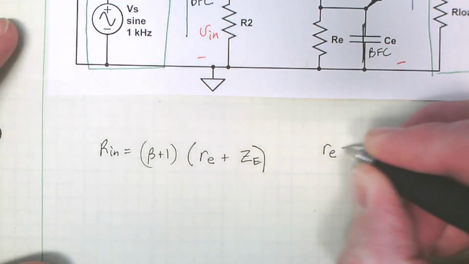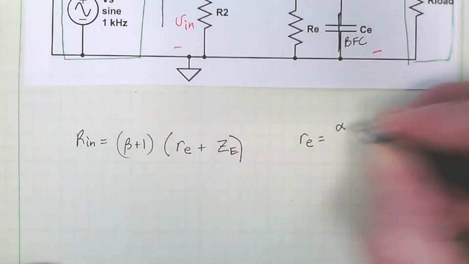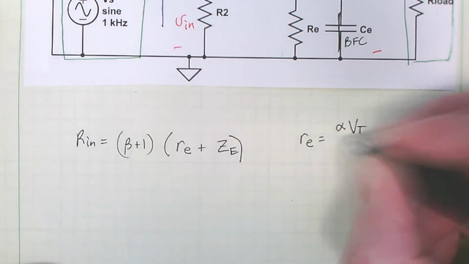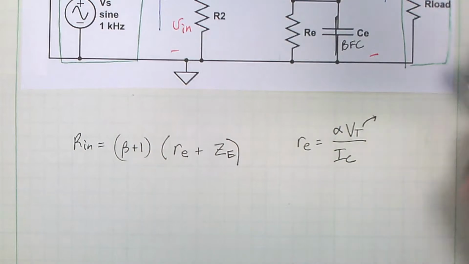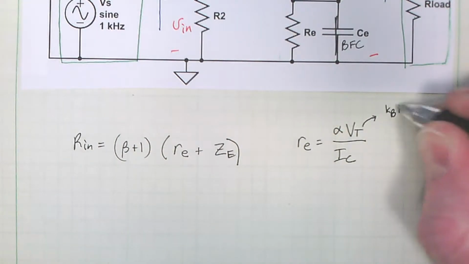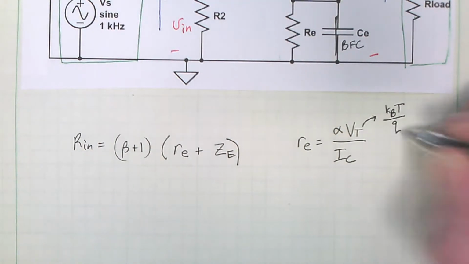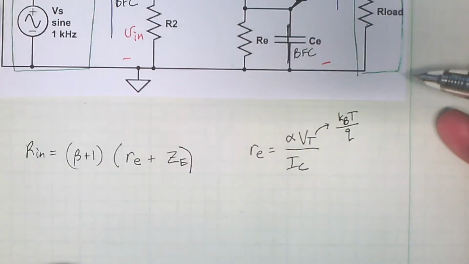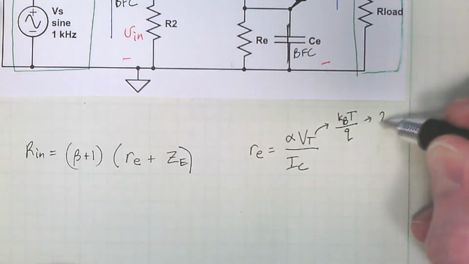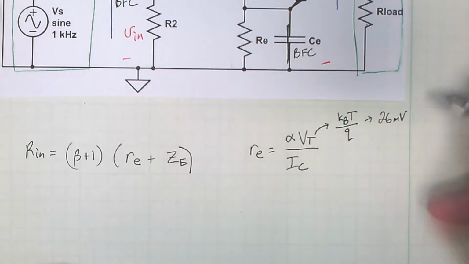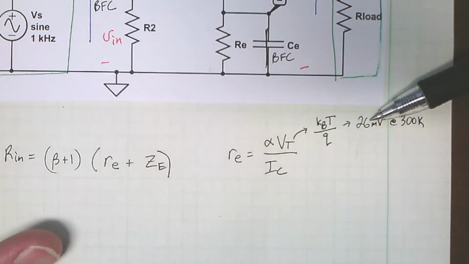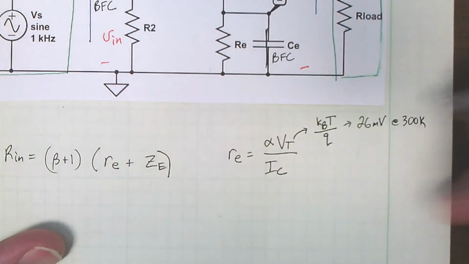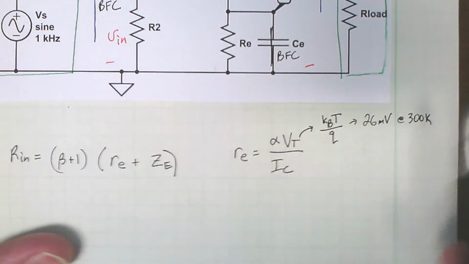Little r, little e is alpha VT over IC. Well, alpha or VT is Boltzmann's constant times temperature in Kelvin divided by electronic charge or elementary charge. And we'll say this is 26 millivolts at 300 Kelvin. Commonly used 26 millivolts. Sometimes we use 25 millivolts. That's all it is. It's just a constant.